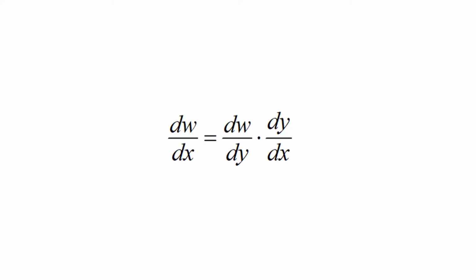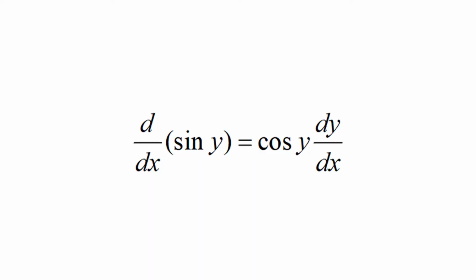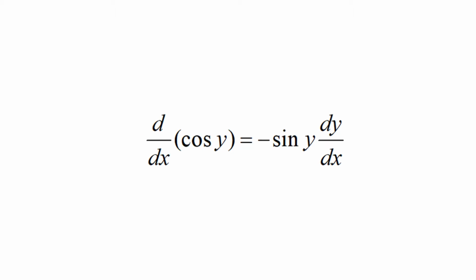The chain rule of differentiation of the function of one variable states that if w equal to g of y and y equal to h of x are differentiable functions of y and x respectively, then their composition w equal to g of h of x is a differentiable composite function of x, and dw by dx equal to dw by dy into dy by dx. With w equal to sin y, we have d by dx of sin y equal to cos y into dy by dx. Similarly, d by dx of cos y equal to minus sin y into dy by dx.